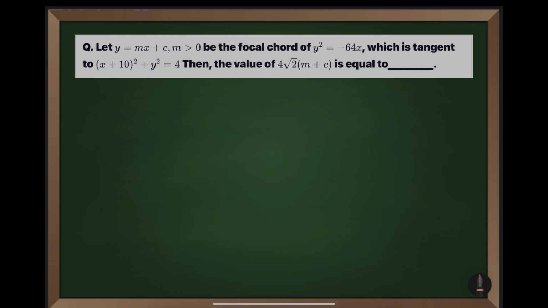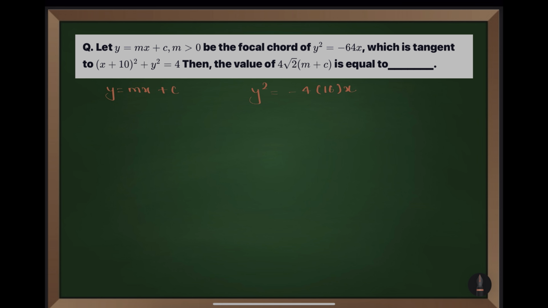Now look at this question. Let y equals mx plus c, m greater than 0. So your straight line is y equals mx plus c, and make sure that m should be positive. Let it be the focal chord. So this line is a focal chord to your parabola y square equals minus 4ax. Okay, so it is a left side opening parabola, correct?